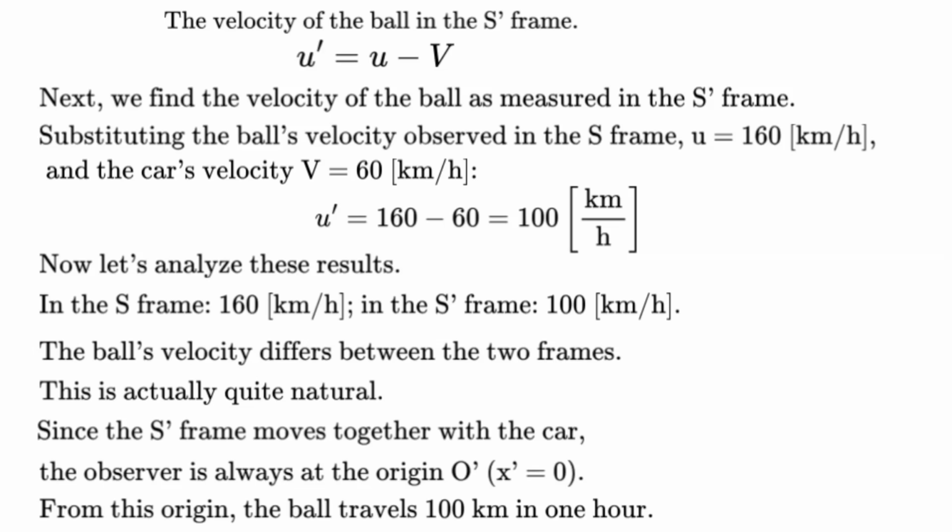Now let's analyze these results. In the S frame, 160 km per hour. In the S' frame, 100 km per hour. The ball's velocity differs between the two frames. This is actually quite natural. Since the S' frame moves together with the car, the observer is always at the origin O', x' equals 0. From this origin, the ball travels 100 kilometers in 1 hour.